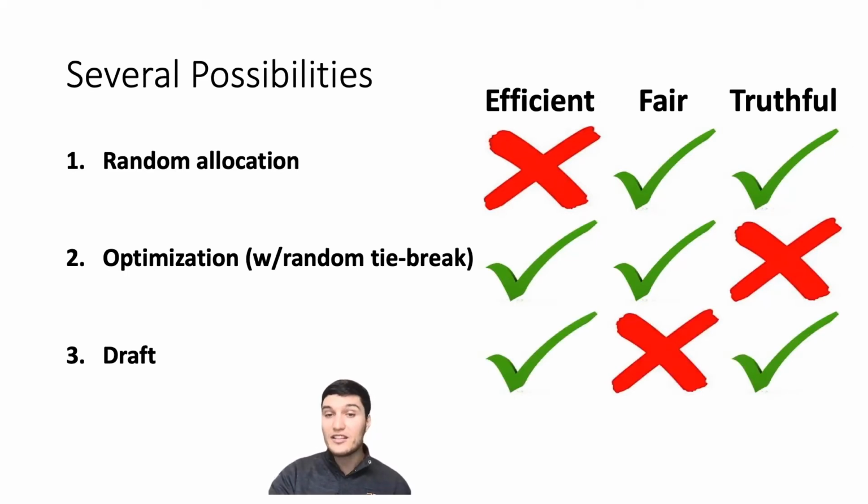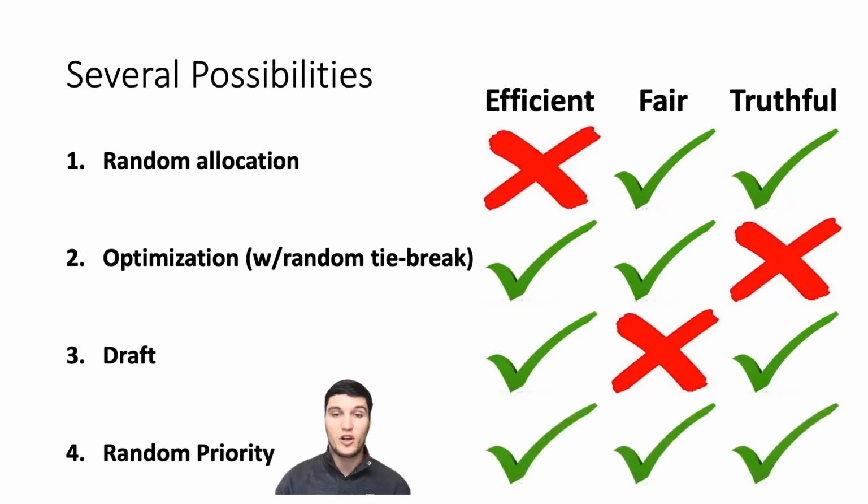However, we could make this fair by putting people in a random order, right? And so we'll call this random priority. It's also sometimes called random serial dictatorship. So again, this is just put people in a random order and then have them choose one by one, starting from the top. And it turns out this is efficient, fair, and truthful. So this seems pretty great.